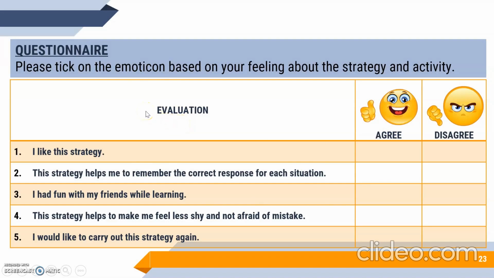As I am focusing on primary school students, the scale is divided into 2 only, which are agree and disagree. This will make it easier for them to answer. I think if you give them the 5 Likert scale, it will be quite difficult for them to decide.